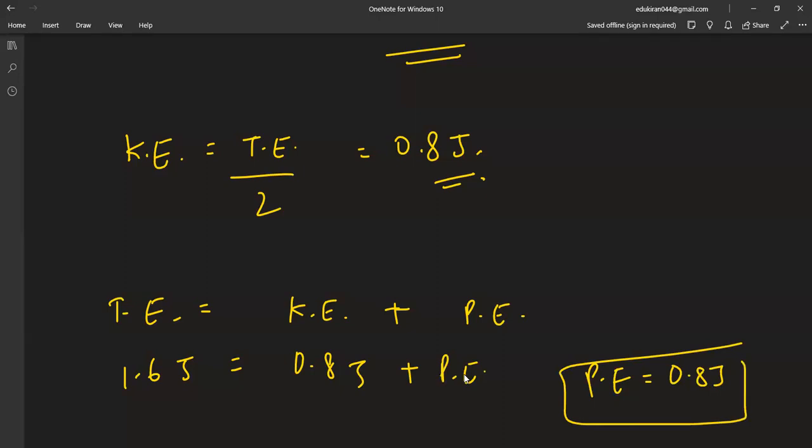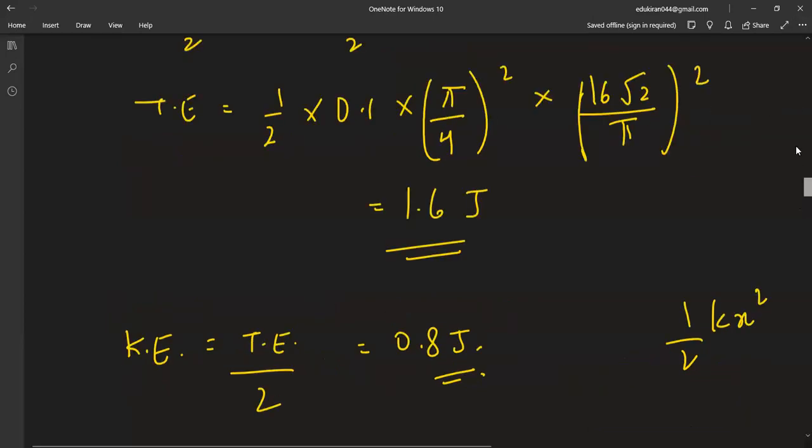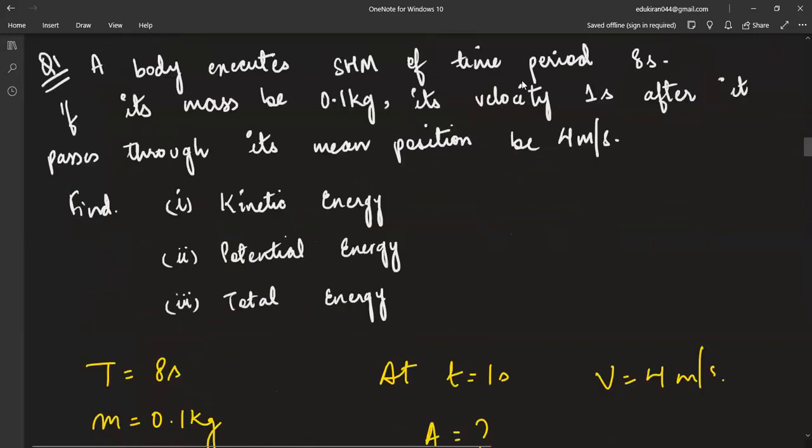And both will always be equal. Hmm? Both will always be equal, kinetic energy and potential energy. No, kinetic and potential may not be equal. Usually for the waves it is equal because of the formula half k x square. If this is matching, like in this question, see, it is having this time period, velocity was this, through its mean position it was given.